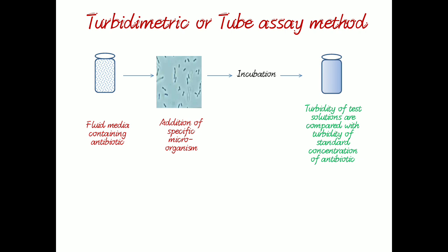This method is based on fluid media containing the antibiotic. First it has to be inoculated with the specified microorganism, and then it should be incubated. The growth of the microbial culture will result in turbidity after incubation. The turbidity produced by the test concentration of the antibiotic will be compared with that produced by the standard solution of the antibiotic. By comparing the turbidity produced after the growth of the microorganism, it can be quantitatively correlated at what particular concentration this compound or antibiotic is showing how much activity.